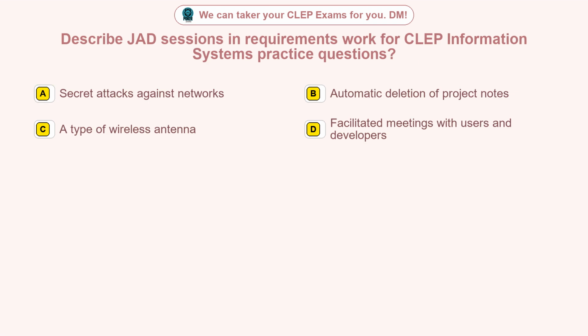Question 73. Describe JAD sessions in requirements work for CLEP Information Systems practice questions. Option A. Secret attacks against networks. Option B. Automatic deletion of project notes. Option C. A type of wireless antenna. Option D. Facilitated meetings with users and developers. The correct answer is option D.